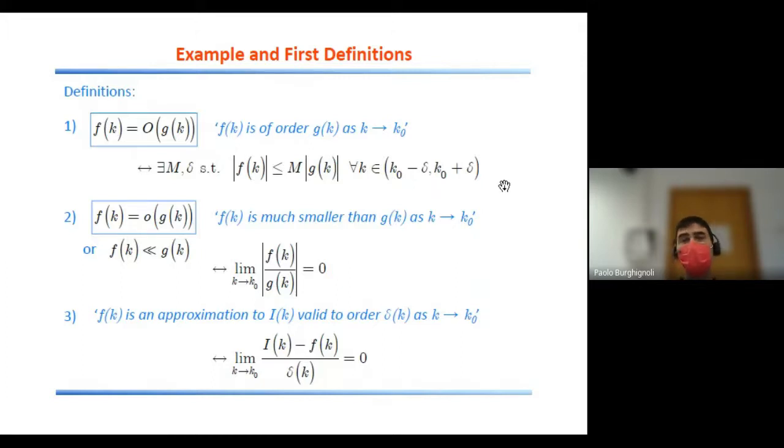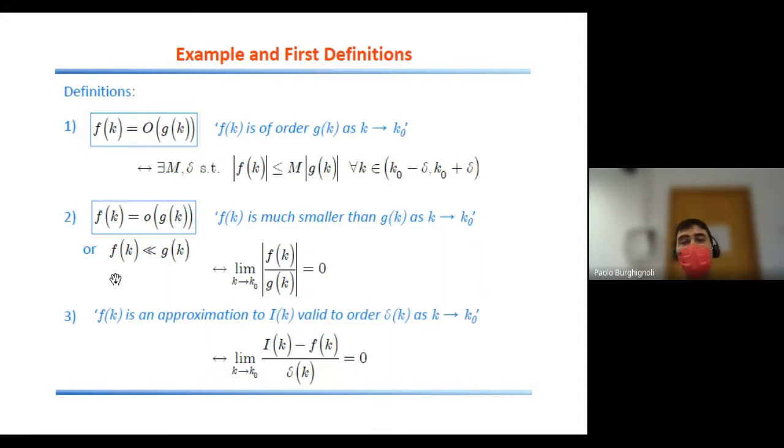Okay. On the other hand, we will say that the function f is instead much smaller than the function g in the same limit, and we will also write this with a double sign of inequality, like there, if the ratio of the two functions, in which f is in the numerator and g is in the denominator, tends to 0 in the limit when k tends to k0. So intuitively, the function f is more rapid in going to 0 than the function g.